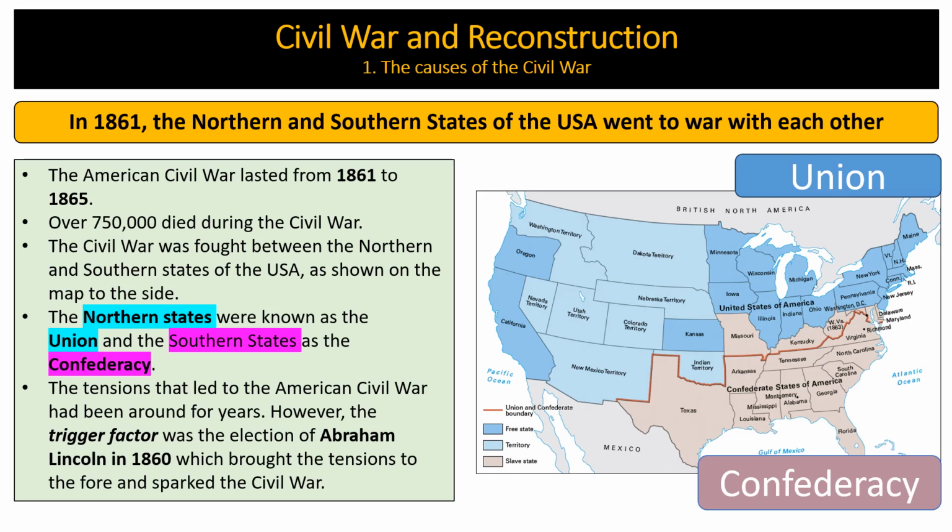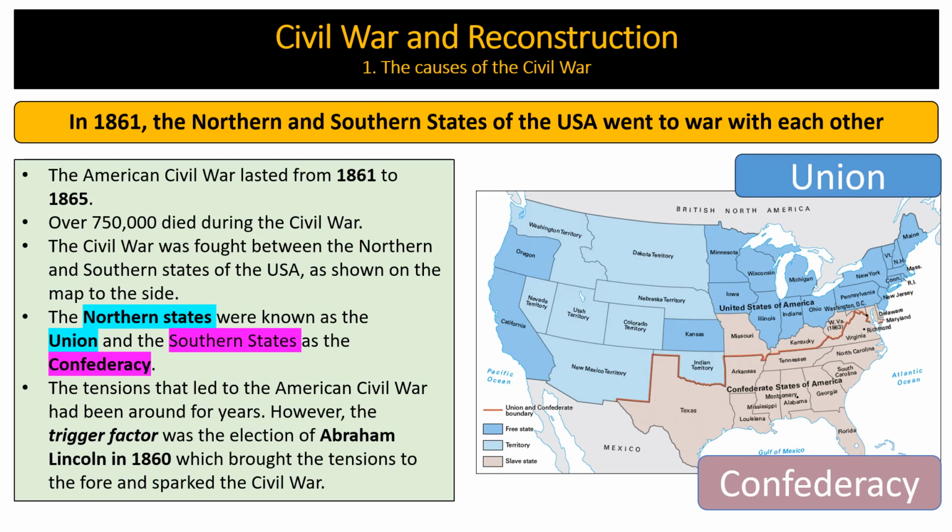Now, the tensions that led to the American Civil War had been around for years. However, the trigger factor was the election of Abraham Lincoln in 1860, which brought the tensions to the fore and sparked the Civil War. So that's a very brief summary of the Civil War for you.